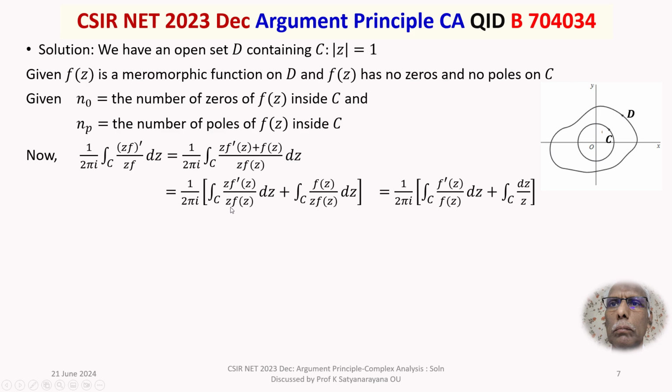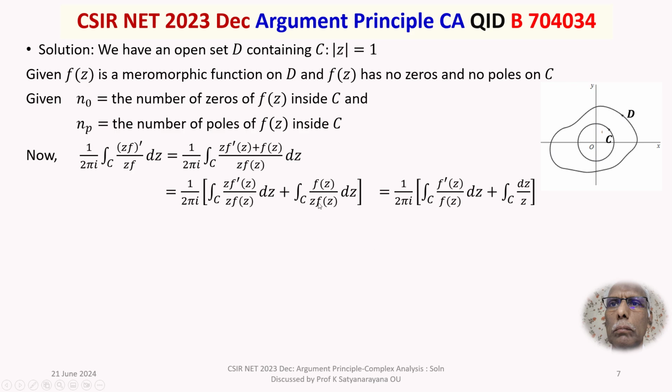Can we? That's the question. You can cancel this provided z is not 0 on C. Yes, on C, z is not 0. z = 0 is the center of the circle C, so z cannot be 0 on C. Therefore, you can cancel.